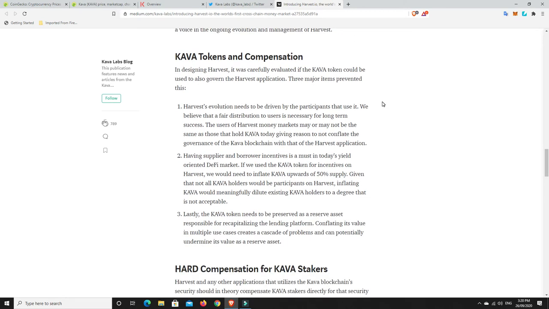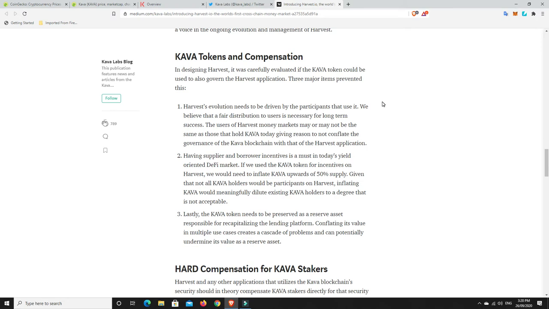In designing Harvest, it was carefully evaluated if the Kava token could be used to also govern the Harvest application. Three major items prevented this. Harvest evolution needs to be driven by the participants that use it. We believe that a fair distribution to users is necessary for long-term success.